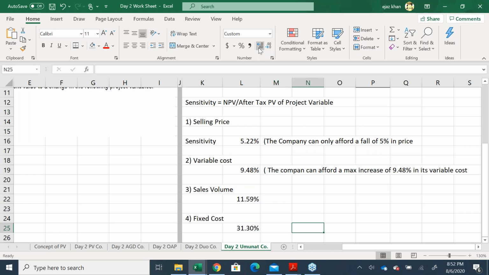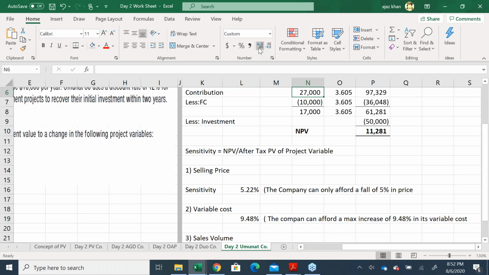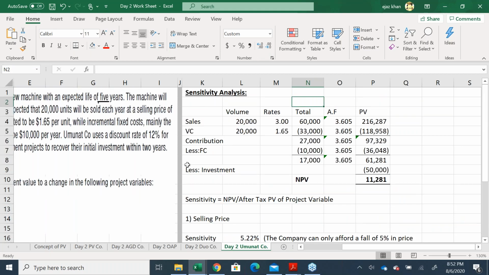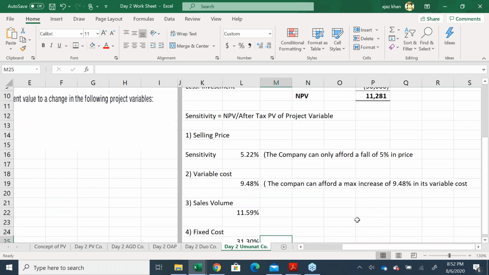Now, last one is there can be a change to your cost of capital as well, right? This NPV has been calculated with an assumption that the cost of capital is going to be 12%, right? So what if the cost of capital changes? How much change can you afford in the cost of capital? Now you all know the rate at which NPV gets zero. What is that rate called?